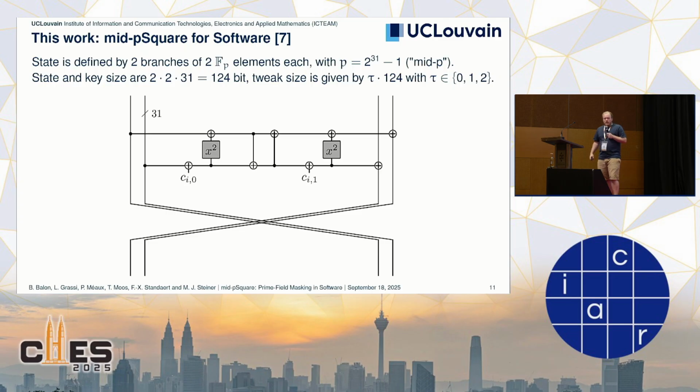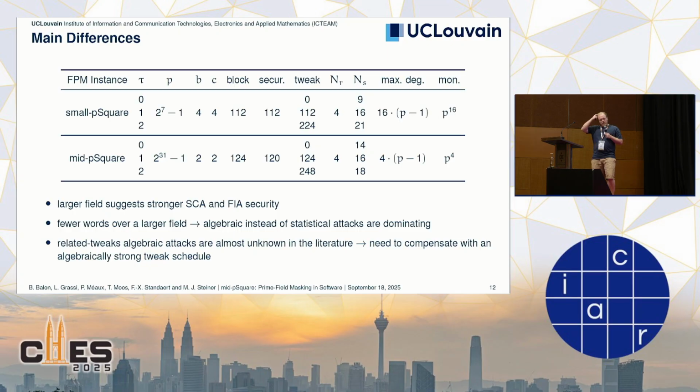You can see that the instance is much simpler than the one for hardware because we just have fewer elements to mix, and we only have 2 squarings to perform in the F function. So it's very neat and compact. The main differences, so there's a table, maybe let's focus on the security. So the security claim for small p-square is 112 bits. For mid p-square, it's 120 bits. And the number of rounds for the version with key size equal to tweak size, we have the same number of rounds, while for the non-tweaked version, small p-square has fewer rounds, and for the double tweaked version, mid p-square has fewer rounds.